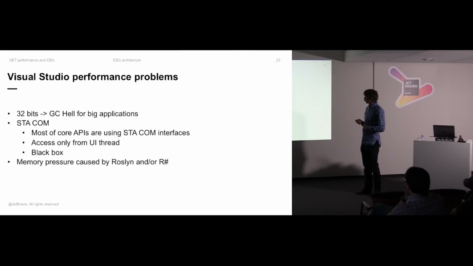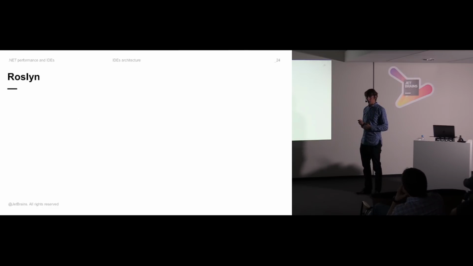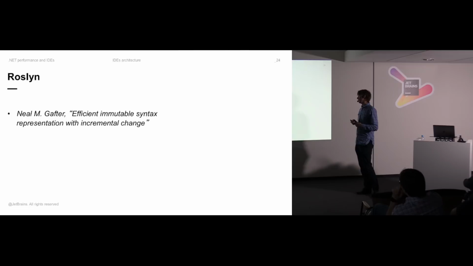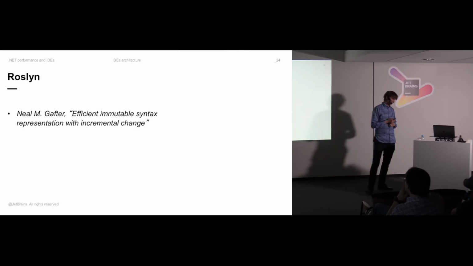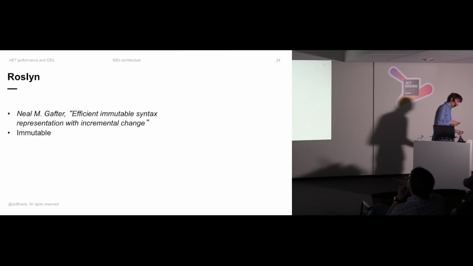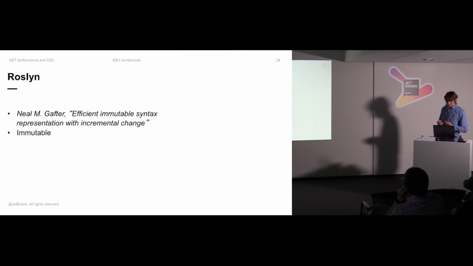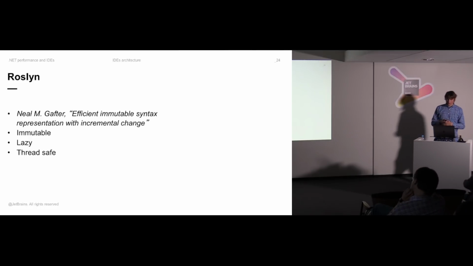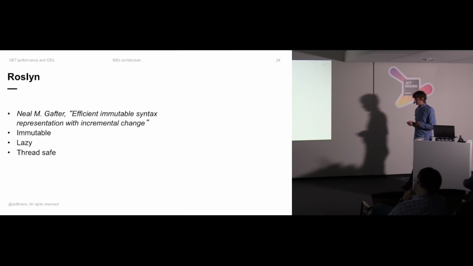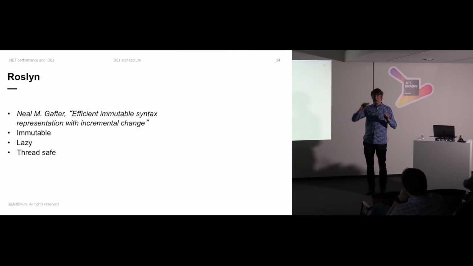And Roslyn actually is a very beautiful idea, I have to say, although we compete with Roslyn, based on some scientific work by Neil Gafter. And the key principles of Roslyn are that it is immutable, and I'll show you exactly what I mean when I say immutable. It is lazy and it's thread safe. So, for example, you have a file, C# file.